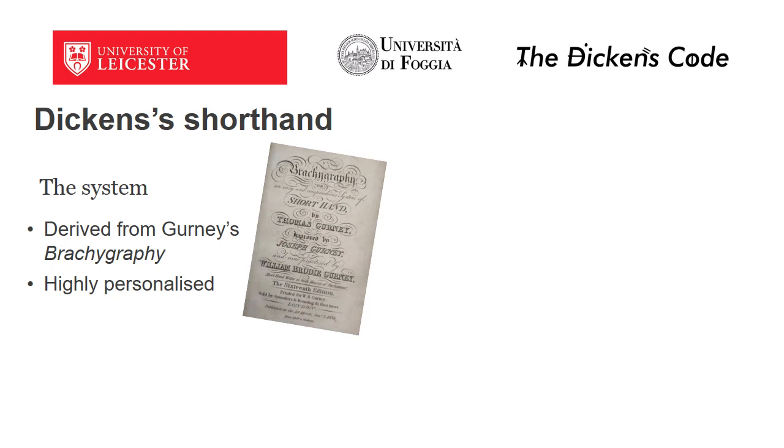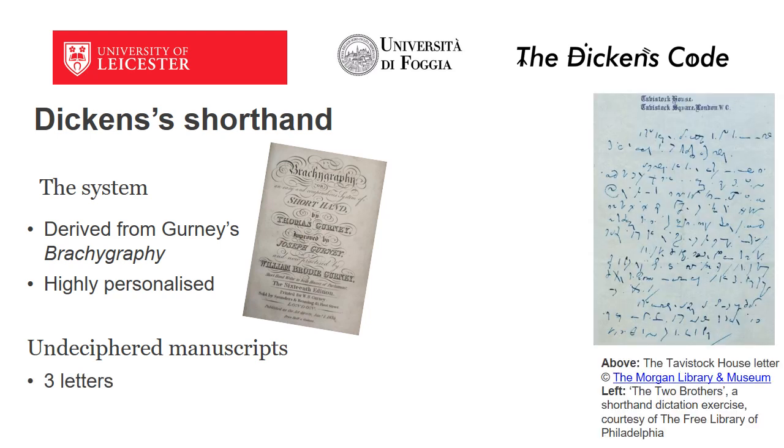Some of them have been deciphered and some of them haven't. In this video, we'll be looking at the undeciphered manuscripts. Some of these are letters. You can see an example on the right. This is the Tavistock letter which we have used for our Dickens Code transcription prize.